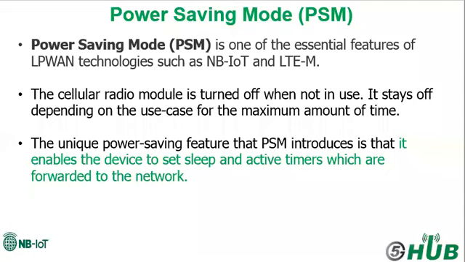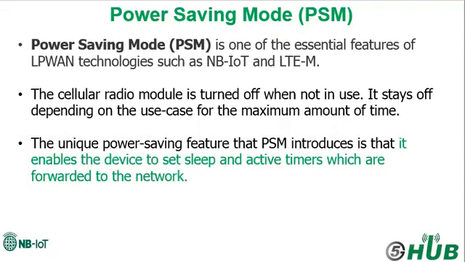Now we will talk about the power saving mode feature and how it works. What is power saving mode and how can we understand the working procedure? In power saving mode, the narrowband IoT device is configured to sleep while remaining registered online, but it can't be reached by base station signaling during this time. The cellular radio module is turned off when not in use. It stays off, depending on the use case, for the maximum amount of time.